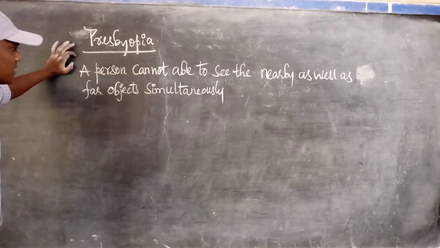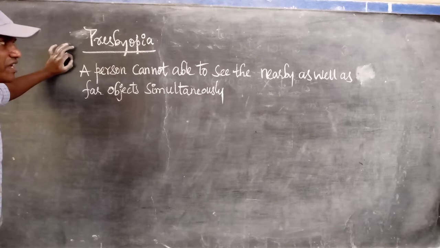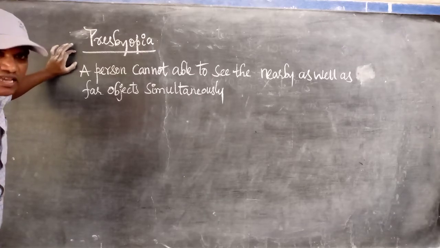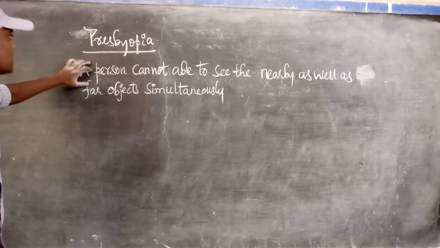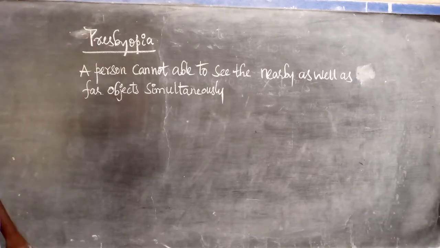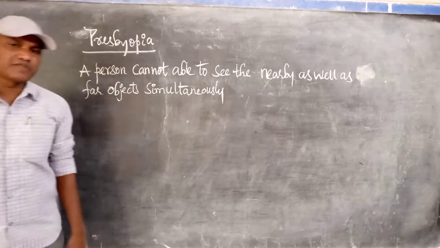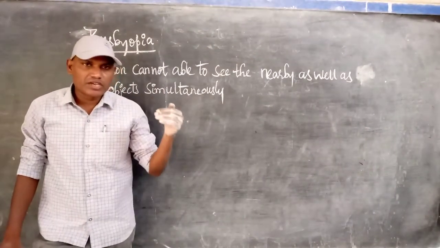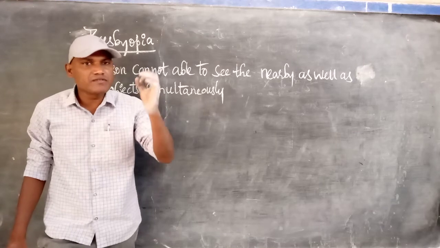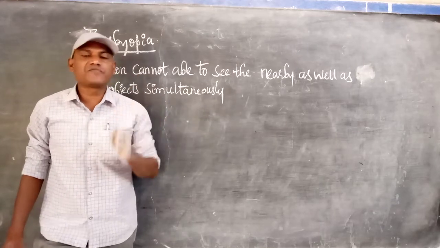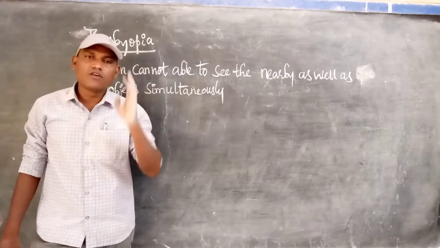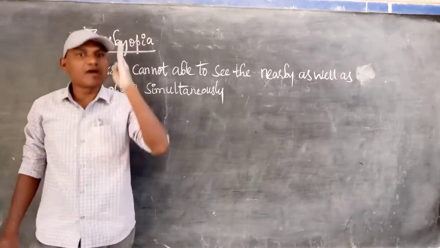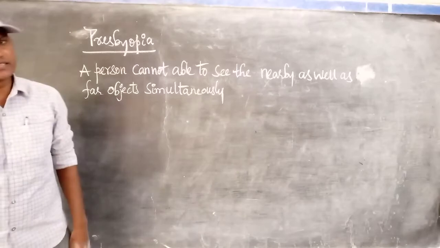A person cannot see nearby as well as far objects simultaneously, or at a time. That type of defect is called presbyopia. Once again, listen very carefully. In our previous videos, under the defects in vision, how many types of defects of vision basically occur? Four: myopia, hypermetropia, presbyopia and astigmatism.